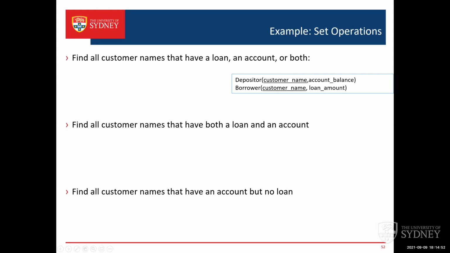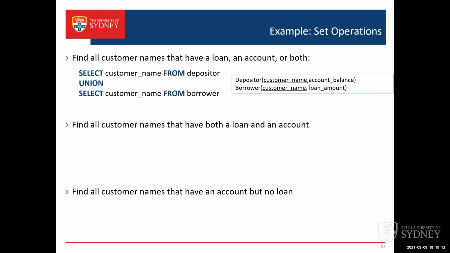Which set operation do I need to use in this case? Union, intersection, or except? Any idea, anyone? For the first one, which set operation do I need to use? Yes, great, it should be union. So this is the simple union that we will do.